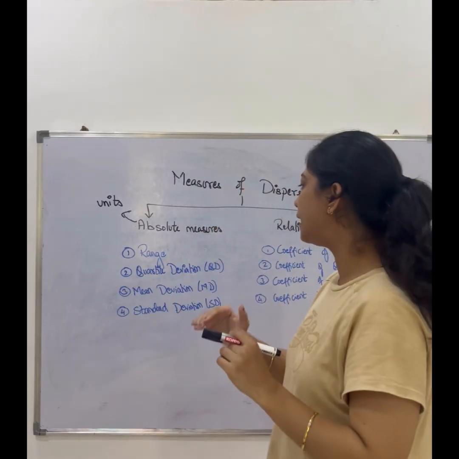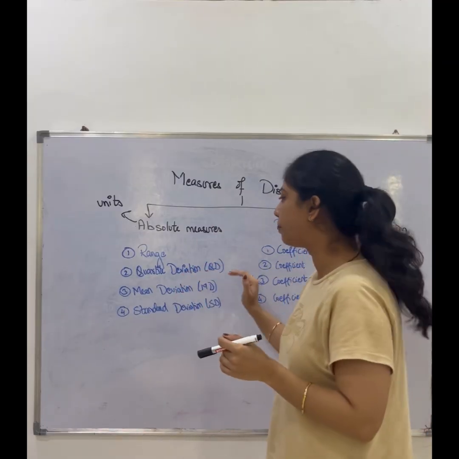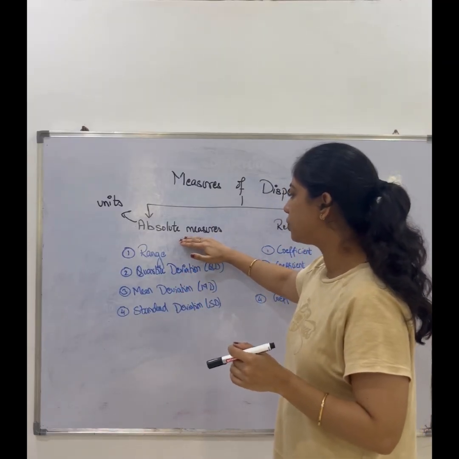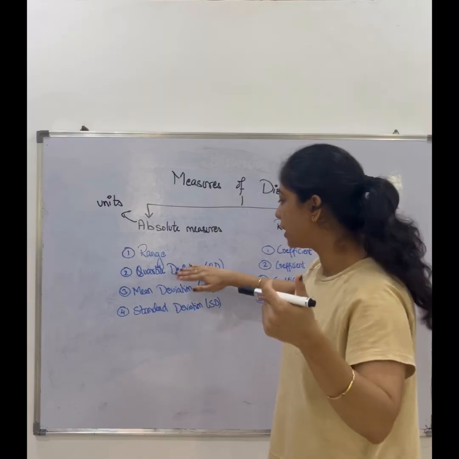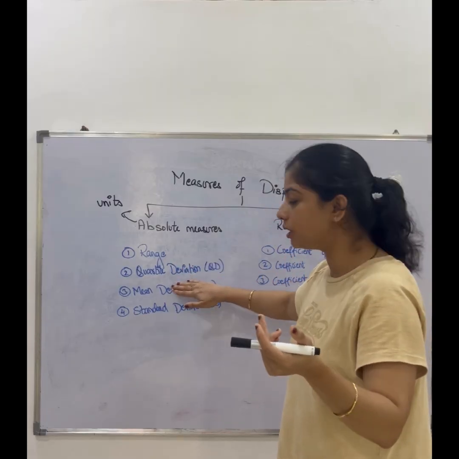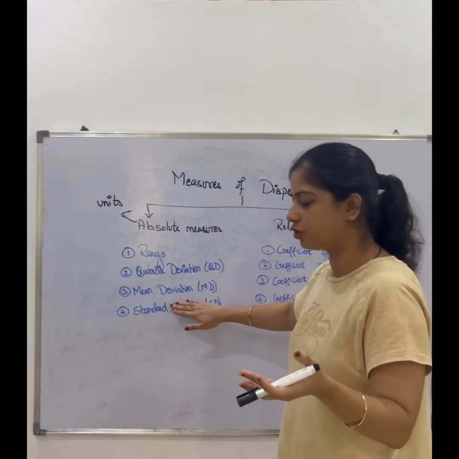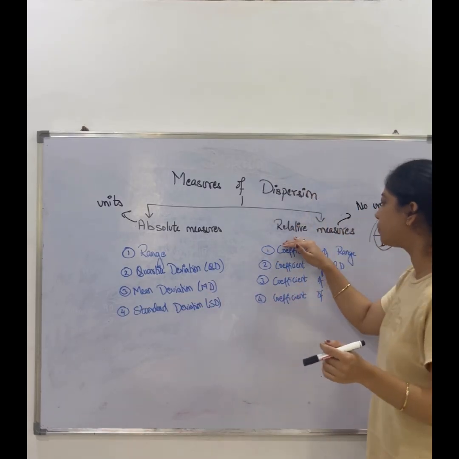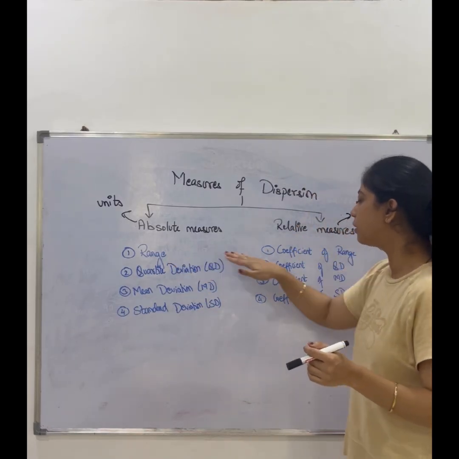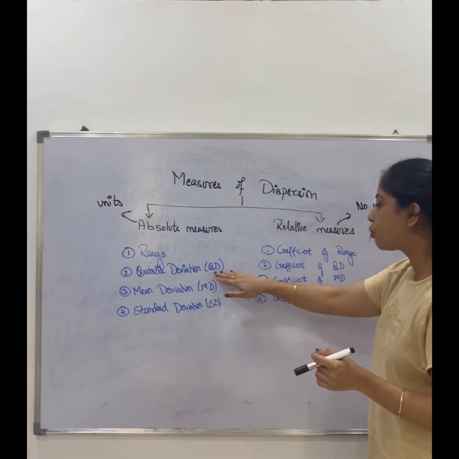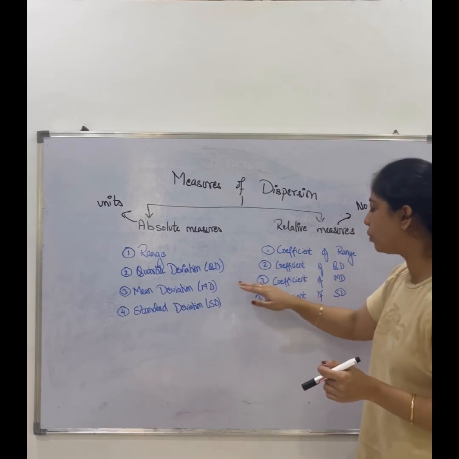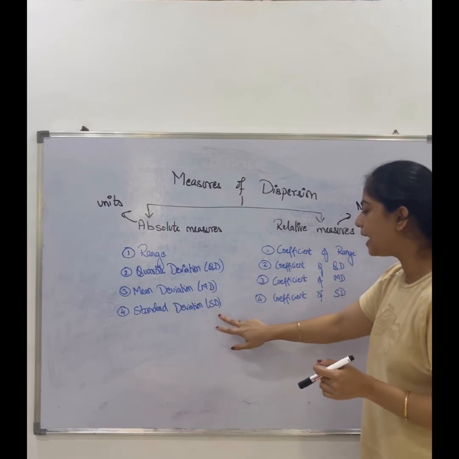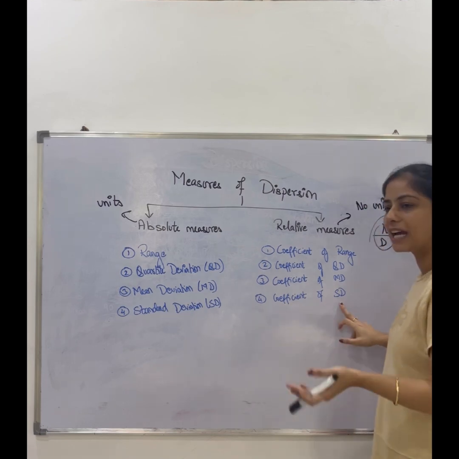Now let us look at what are the different measures under each topic. Under absolute measures, the first one is your range, second is your quartile deviation, third is mean deviation, and the fourth is standard deviation. Similarly, in case of relative measures, you will be learning coefficient of range, coefficient of quartile deviation, coefficient of mean deviation, and in the last, coefficient of standard deviation.